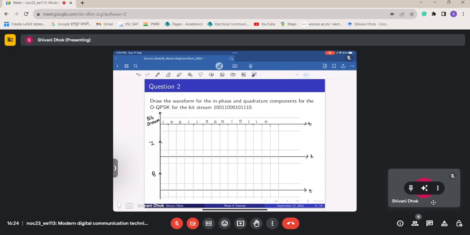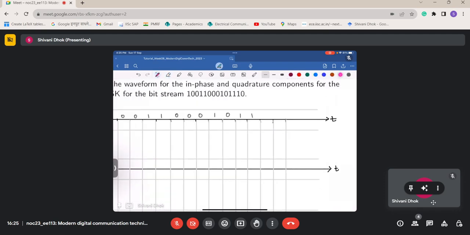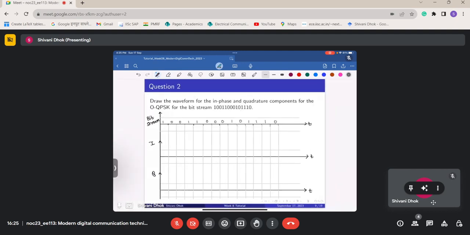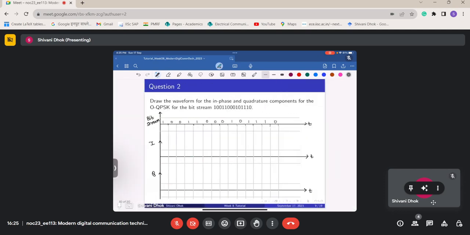The second question says that we need to draw the waveform for in-phase and quadrature components for the offset QPSK and for the same bit stream. Now again, I have made a small mistake here. It should be 1 0. So same thing we need to do. Similar to the previous question, I'll demarcate the in-phase components with green and quadrature components with pink, just to be clear. And I'll use a different size of marker.